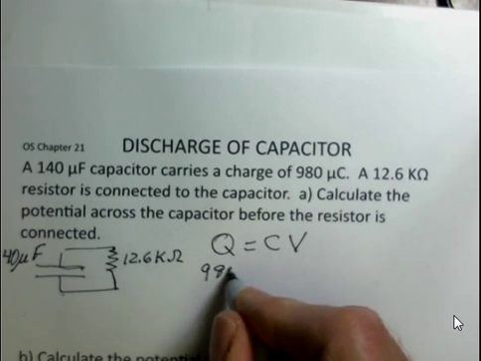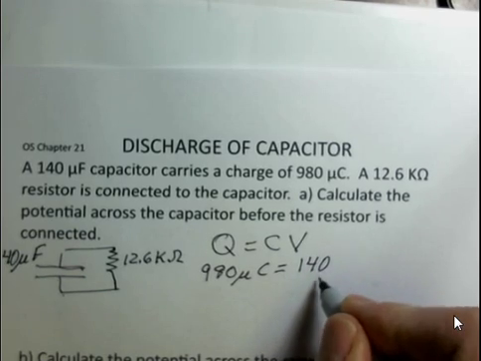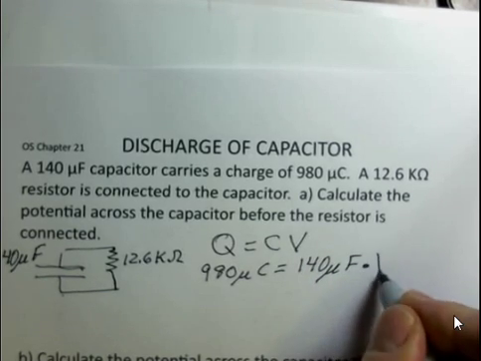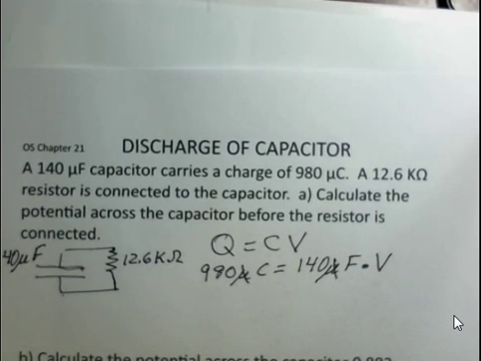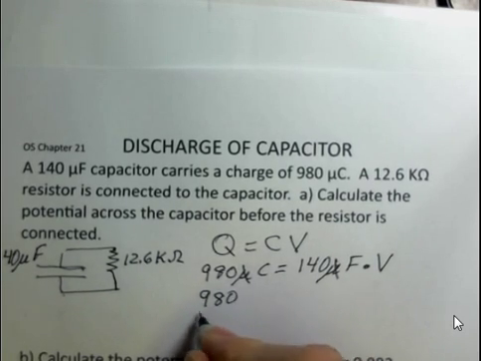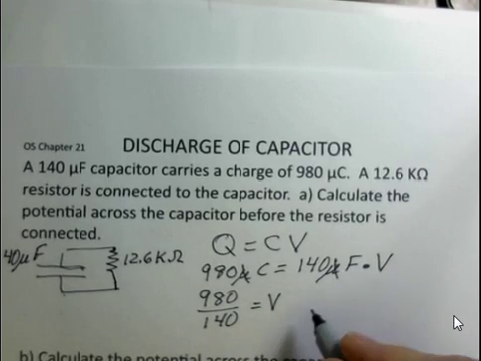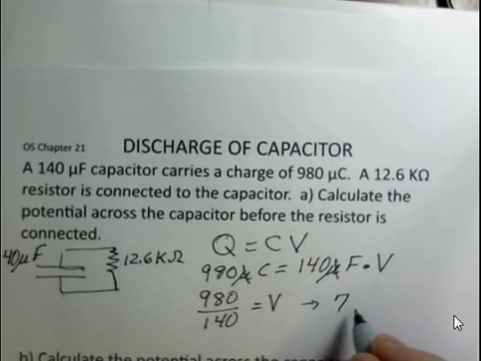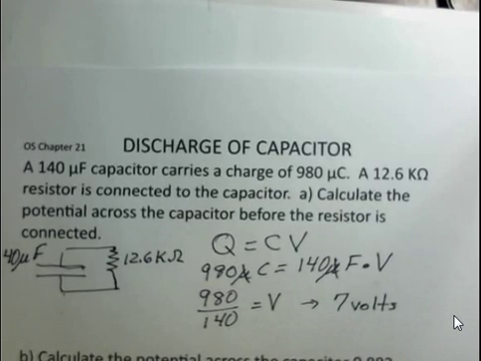So 980 microcoulombs equals 140 microfarads times our unknown voltage. And you can see that we can avoid use of 10 to the minus 6 in our calculator. There's a micro on each side of the equation. Let's cancel those off. And then 980 divided by 140 is the voltage. And if you do that calculation, you find 7 volts. So that's the voltage on the capacitor before we hook up the resistor.